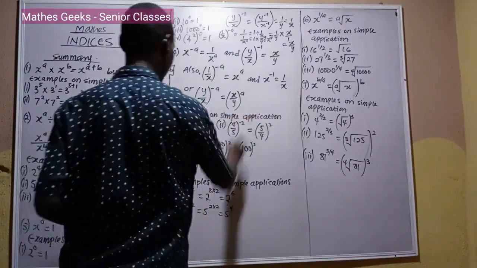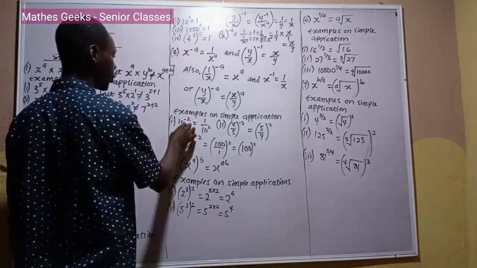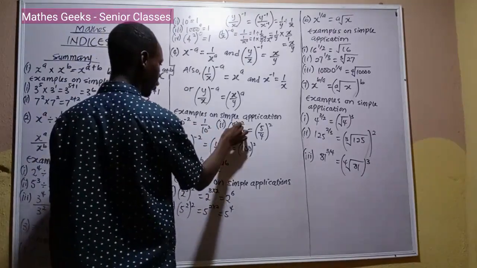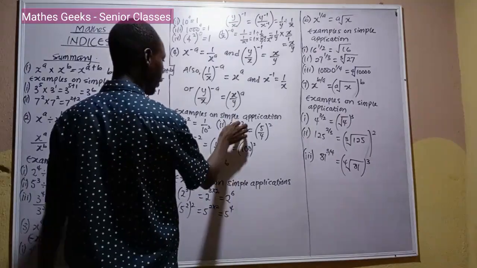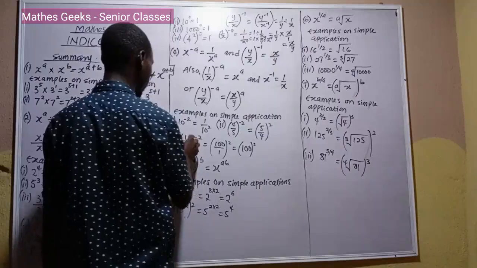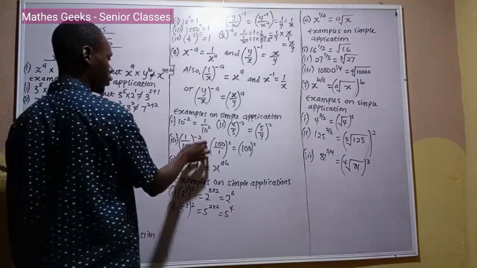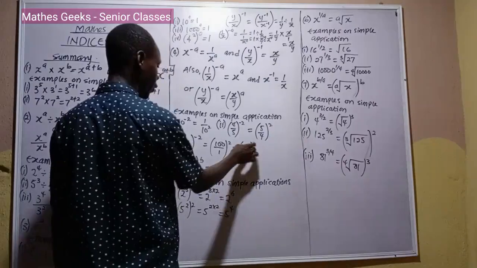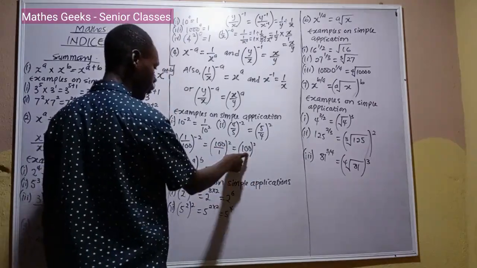So examples on simple application: 10 raised to minus 2 is equal to 1 over 10 raised to 2. 4 over 5 raised to minus 2, you change the order of the fraction, 5 over 4 raised to 2. Then 1 over 100 raised to minus 2 is equal to 100 over 1 raised to 2, which is equal to 100 raised to power 2. 100 divided by 1 is simply 100.